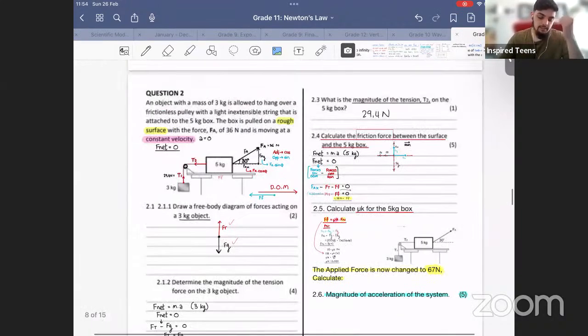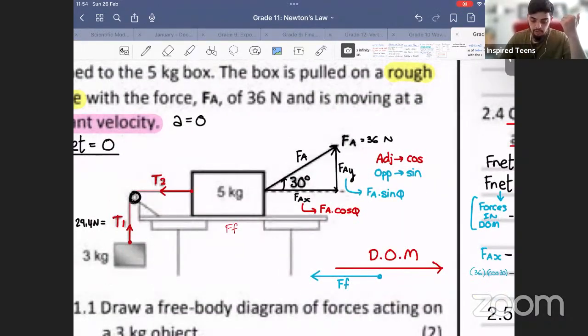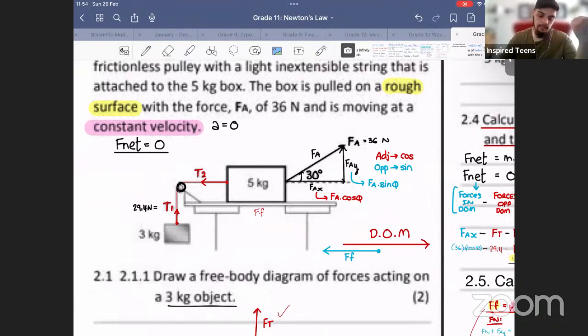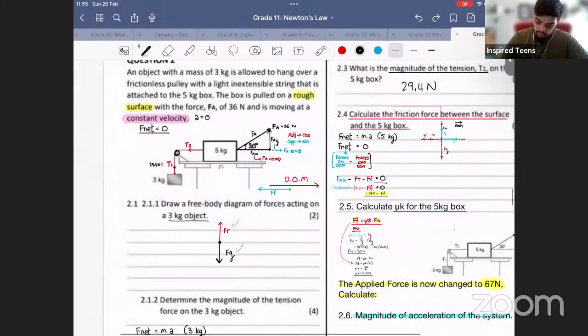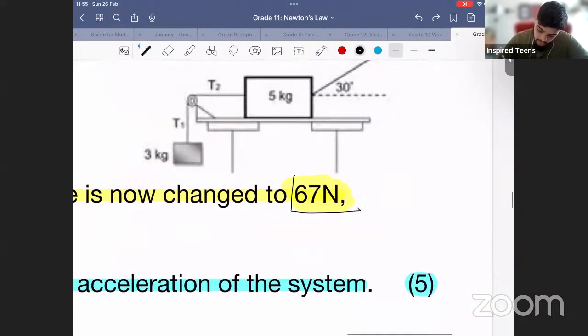Okay, so firstly, the magnitude of the applied force that was pulling this object up was 36 newtons. When this person was standing on top of this thing and pulling this 5 kg box with exactly 36 newtons, it was moving at a constant velocity, meaning the forces pulling it were equal to the forces pulling it back. Now, as soon as you apply more force, 67.